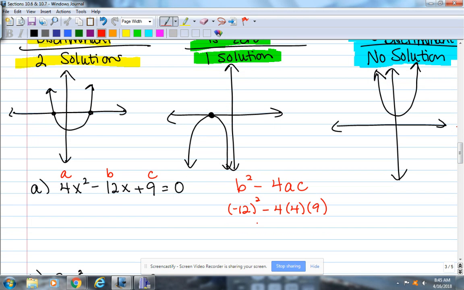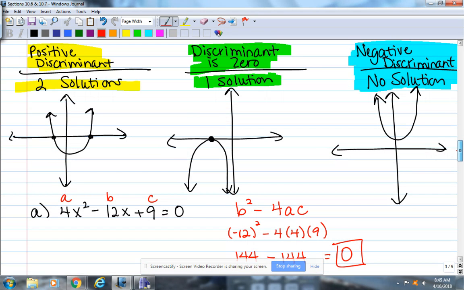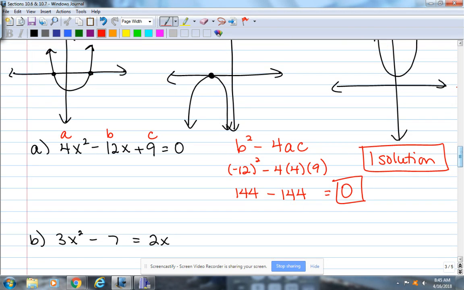I'm actually going to condense those steps and do it all on the same line. So negative 12 squared is what, y'all? 144. Negative 4 times 9. Negative what? So I'm going to say 144 minus 144 equals what? 0. And if we get 0 for the discriminant, that means I'm only going to have one solution. That means the vertex is the only point that touches the x-axis. So if you get 0, it's always one solution.